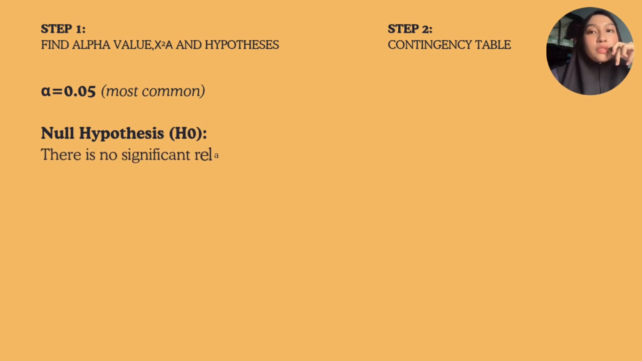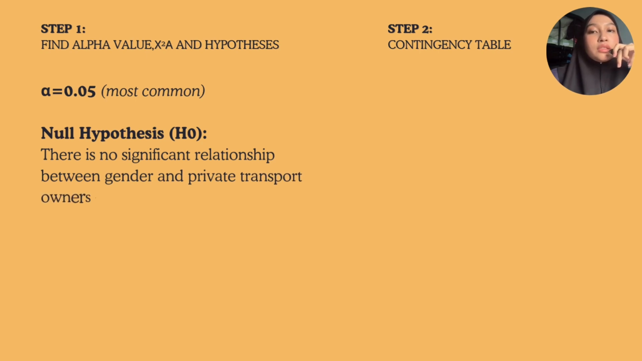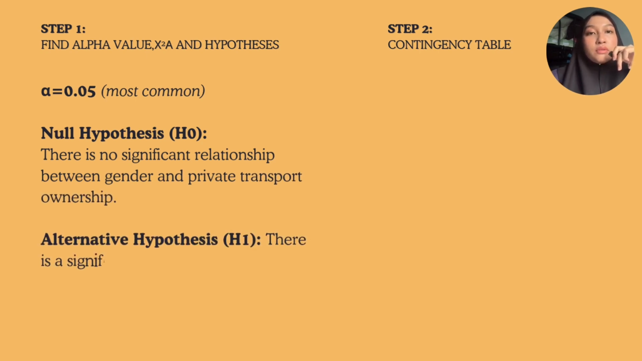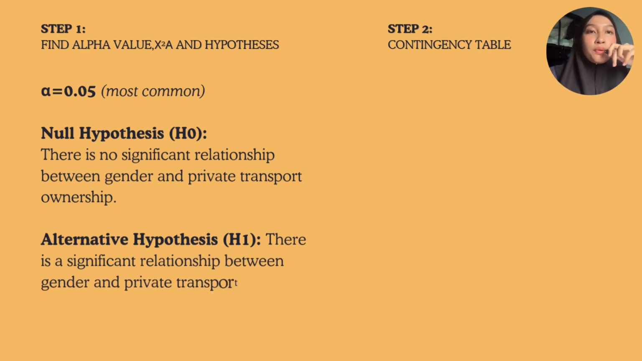The alpha value that we choose is 0.05, which is the most common, and this is the null hypothesis and also the alternative hypothesis for these findings. And then the next step is we create a contingency table. This is to make it easier for us to find the chi-square value, the chi-square stat.